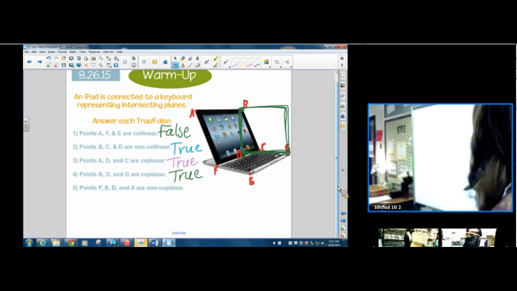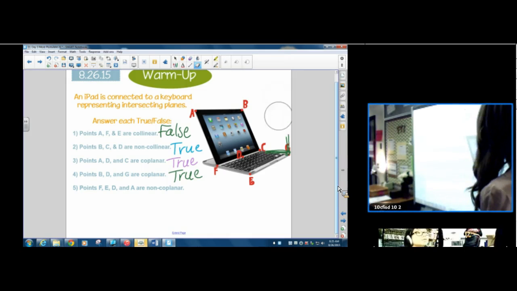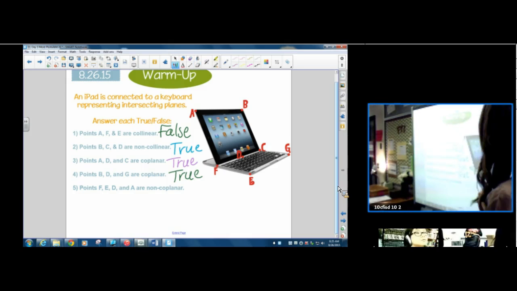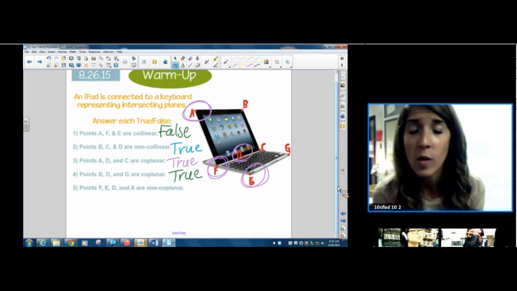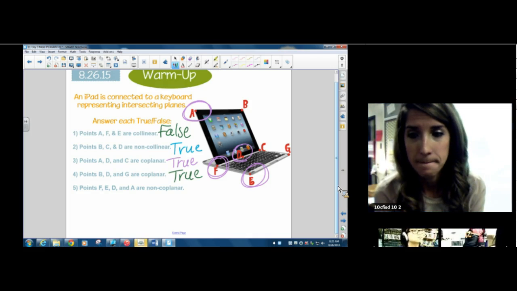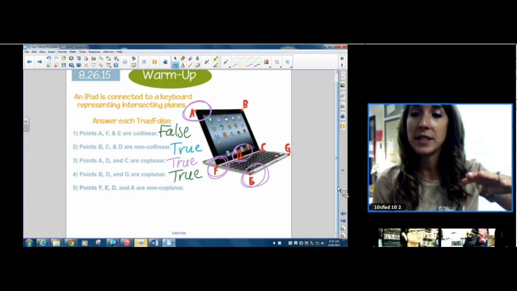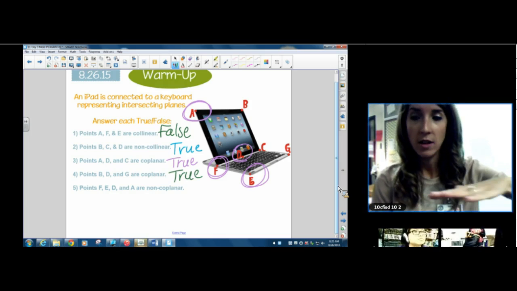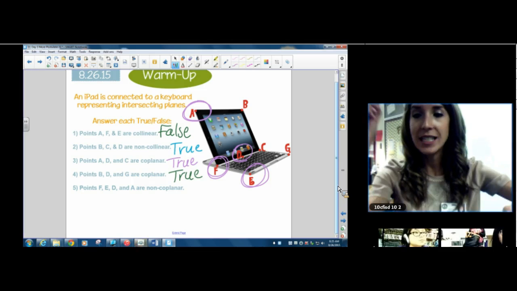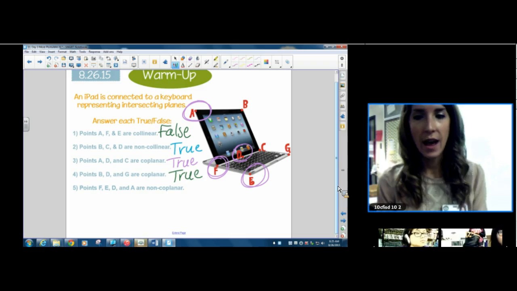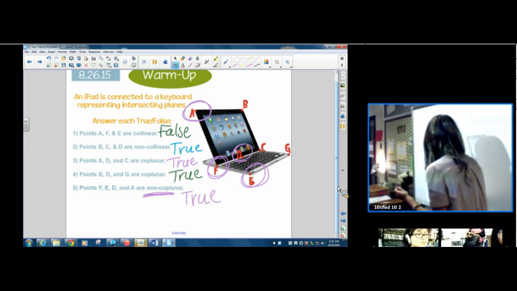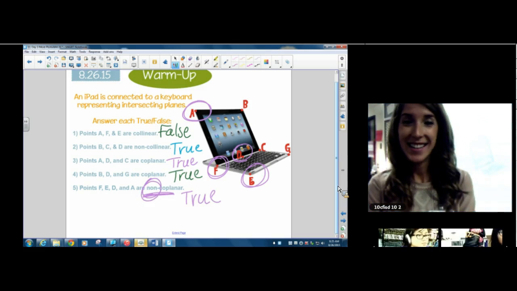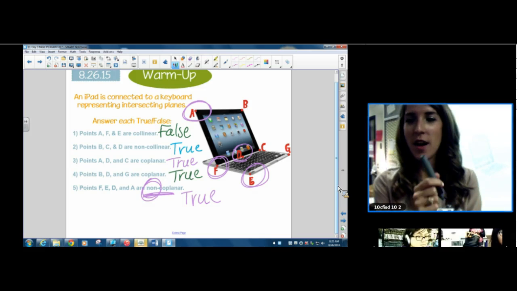Okay, number five. F, E, D, and A are coplanar. So could I put a plane through F, E, D, and A? Could I put a plane through all four of those without bending my plane? I couldn't, because to go through D, E, F, I'm flat. I'm the keyboard now. To go through those three, I am the keyboard. Is A in the keyboard with them? No, A is not in the keyboard with them. So this one is true because those 4 points are non-coplanar. Is that confusing enough yet? So the answers were false, true, true, true, true.